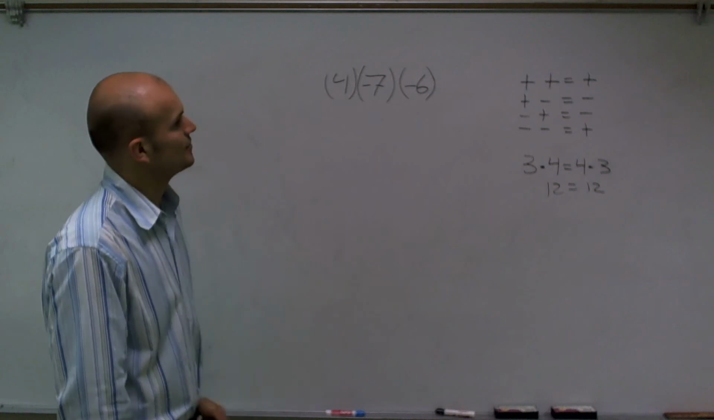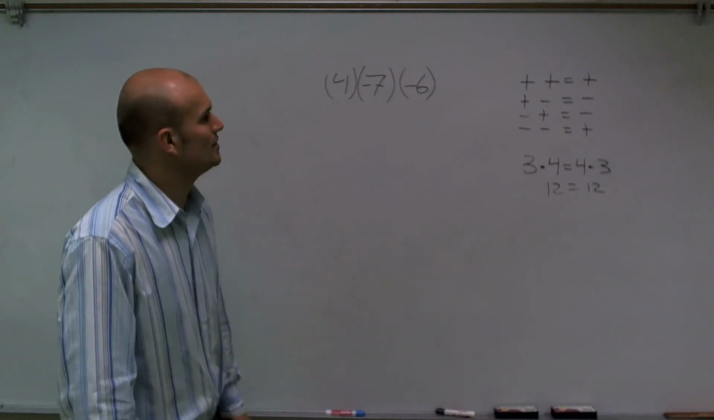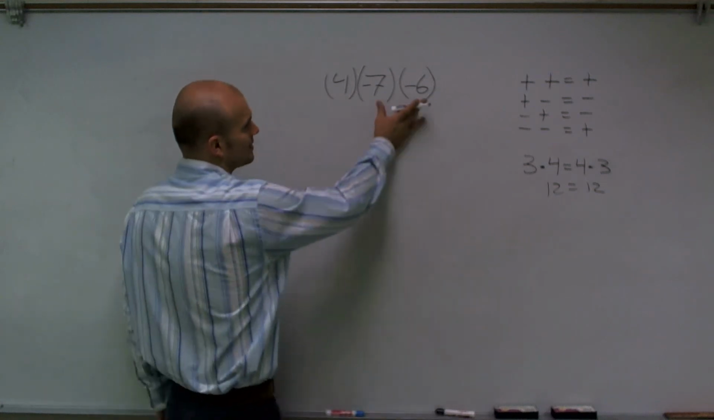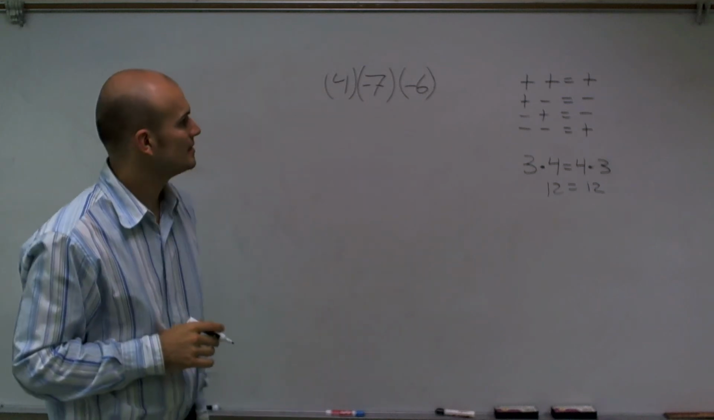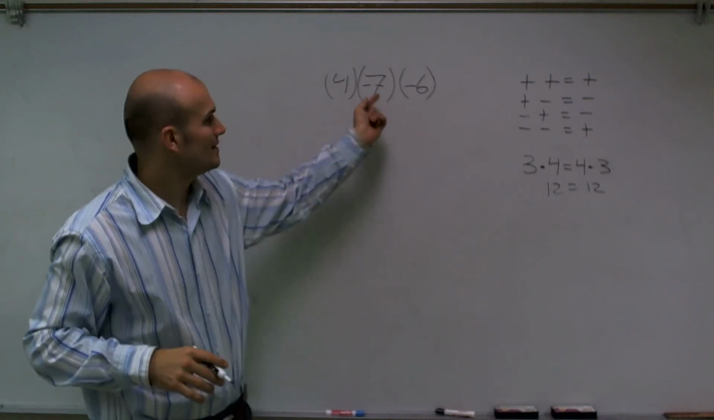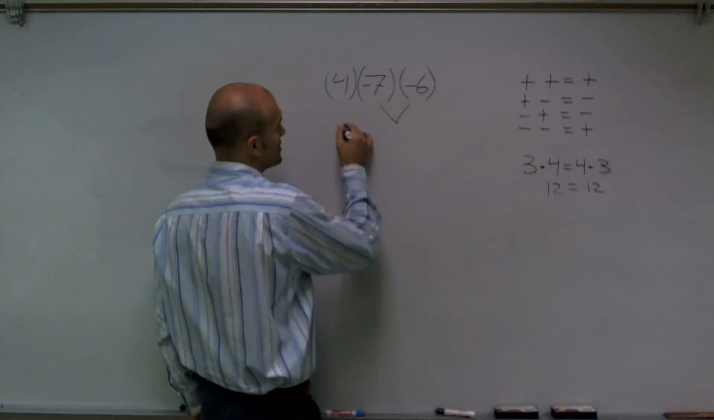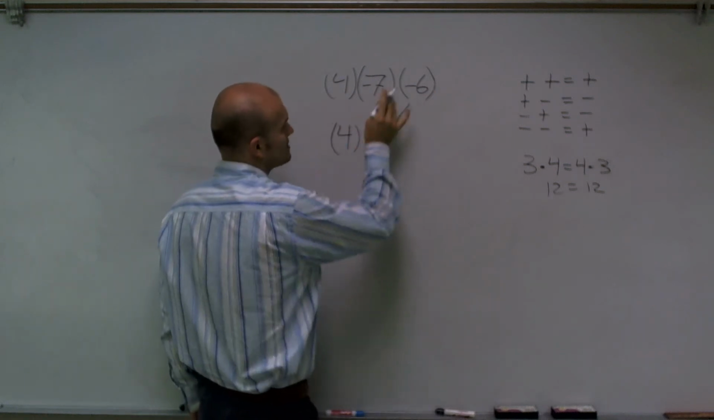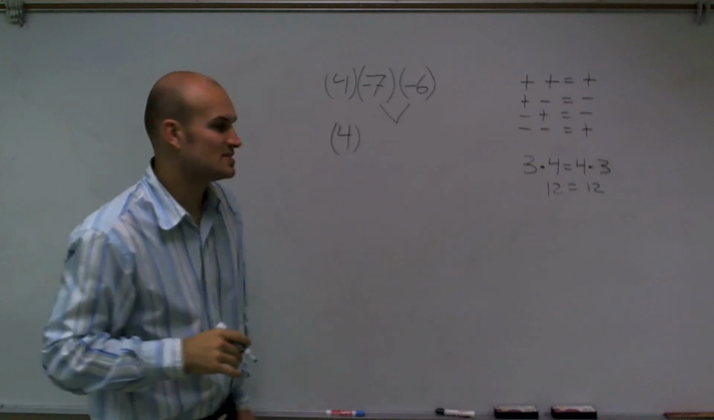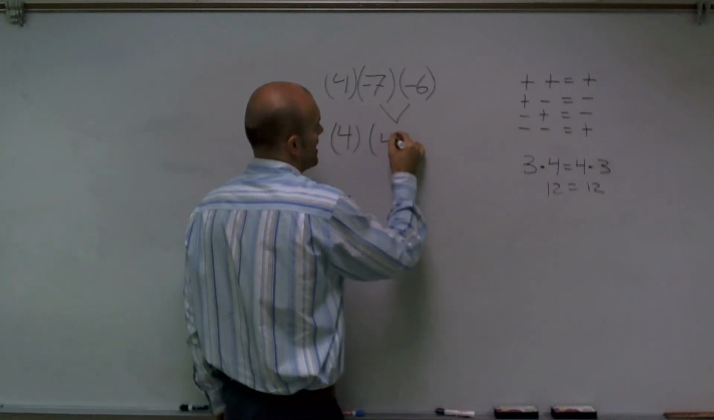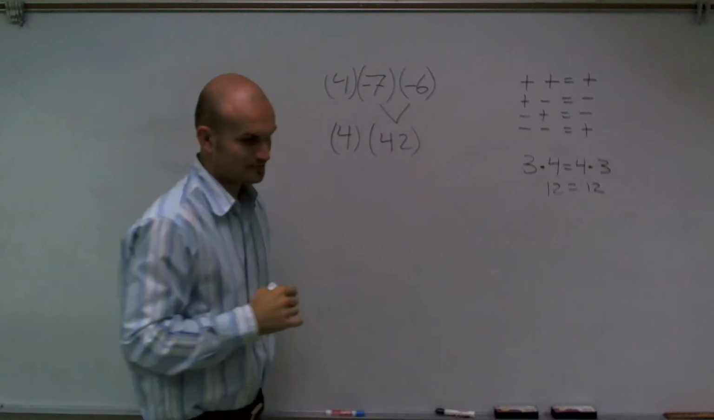So what I'm going to do is, you can really look at it either way. Let's produce it this way. Let's multiply our last two numbers, because I know that a negative times a negative is going to produce a positive. So if I multiply these two numbers, I'll still have 4 times negative 7 times negative 6, which is going to provide me with a positive 42.